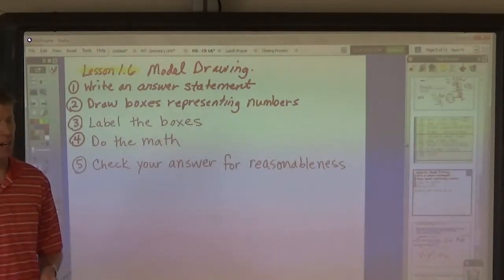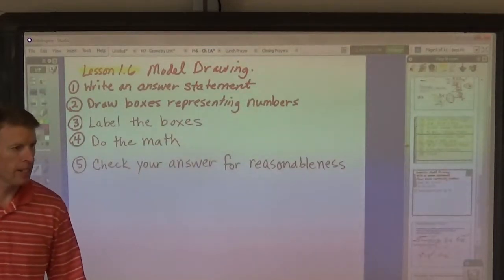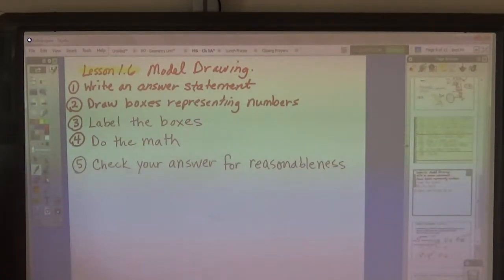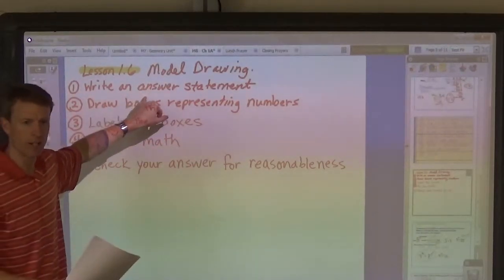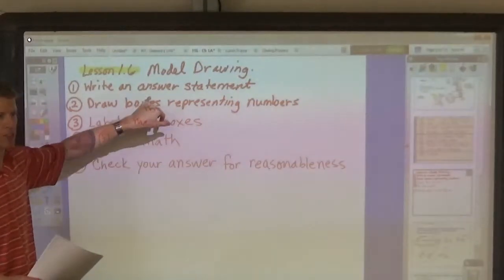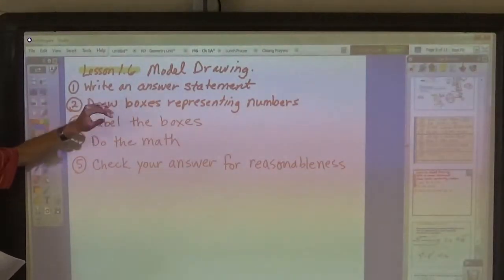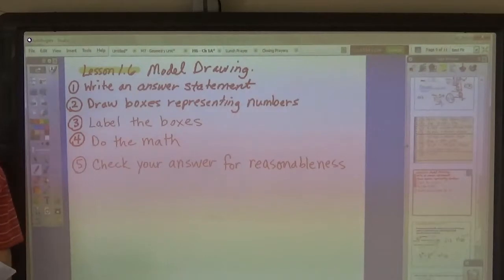And so one of the things that I want you to start working on is being able to diagram and to draw models for problems. This is a procedure that I want you to use. When you are reading a problem, start thinking about an answer statement. Guys, focus on this now. An answer statement means that at the end of the problem, you will be able to fill in the blank with an answer that answers the question.